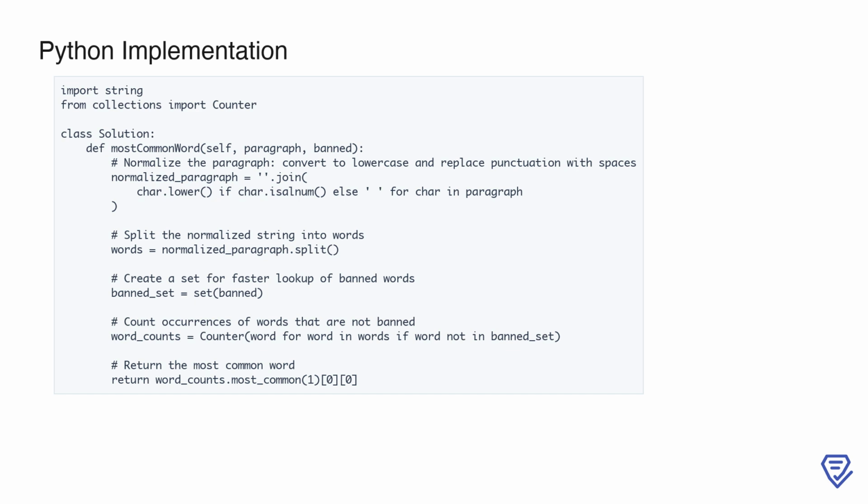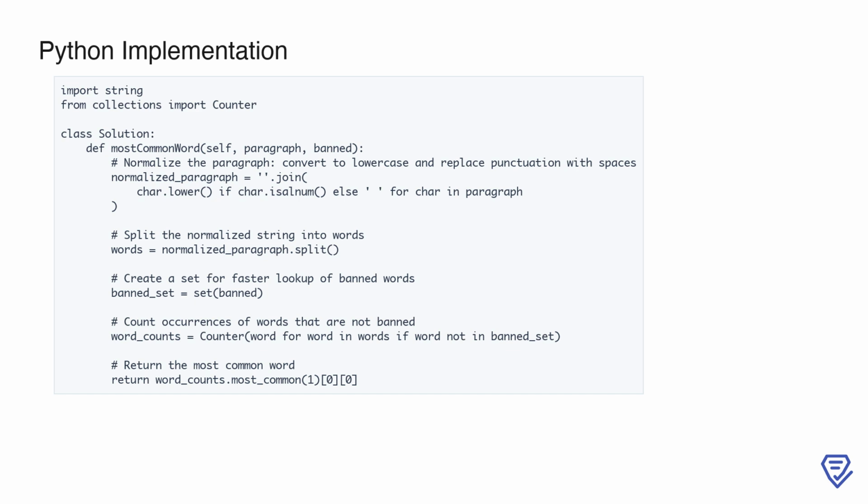Next, the normalized string is split into a list of words using the split method. This step ensures that all words in the paragraph can be processed individually. The banned words are stored in a set for faster lookup. Using a set allows O(1) average time complexity for membership checks, which is more efficient than using a list.